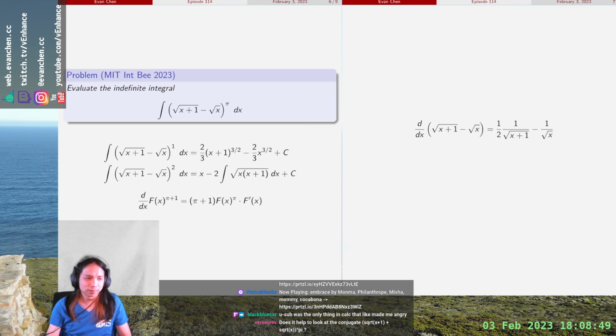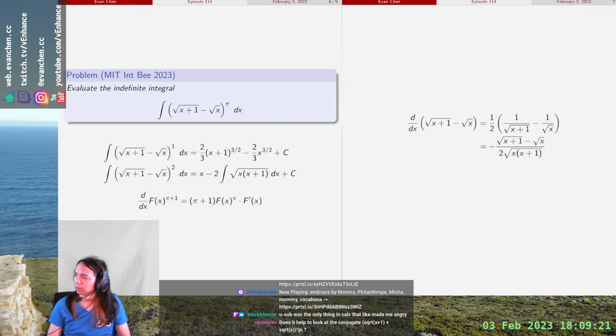So this is, yeah, conjugate is what I'm roughly thinking about. I'm trying to see. So left, right, and this is 2 root x plus 1. Does that help me at all?